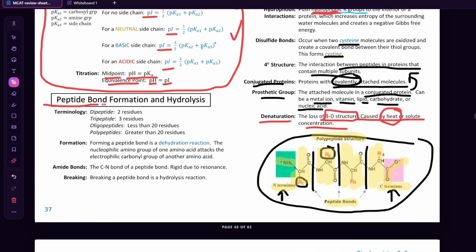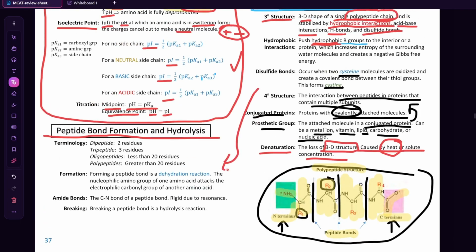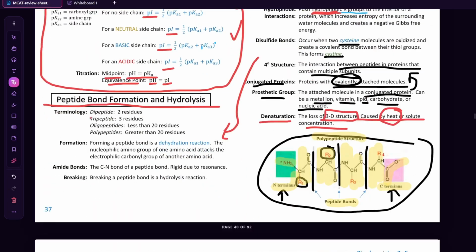Okay, and then peptide bond formation and hydrolysis. We actually should have gone through this after we went through the 1, 2, 3, 4 protein structures, but that's okay. The terminology to know is that a dipeptide has 2 residues, a tripeptide has 3 residues, and oligopeptides have less than 20 residues.